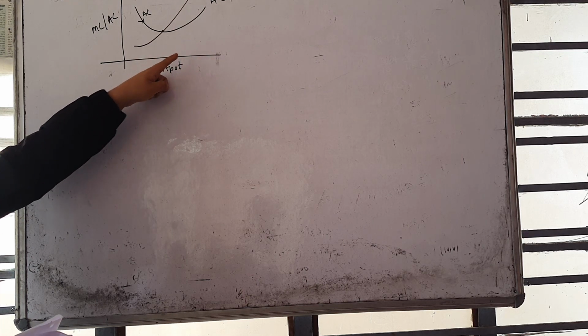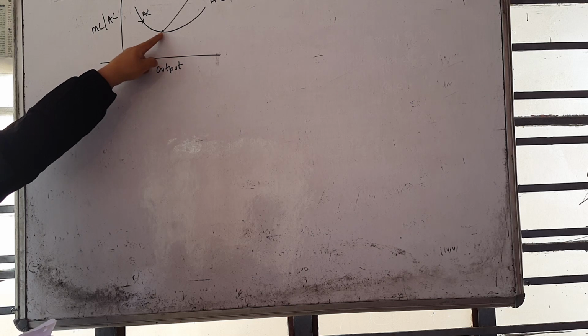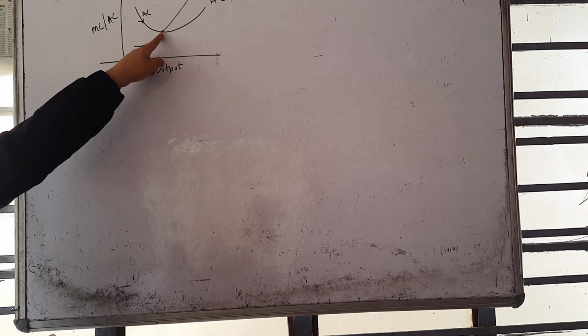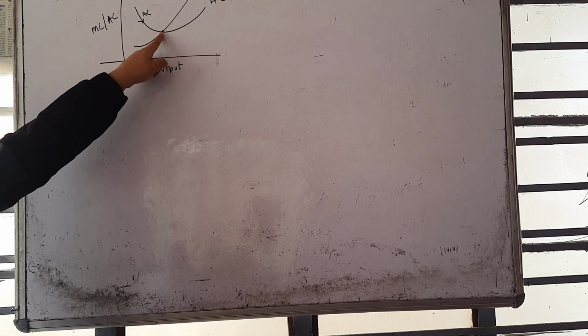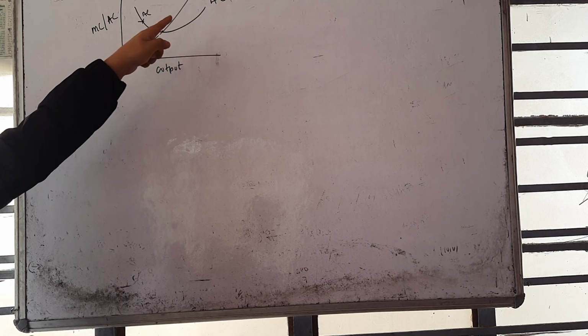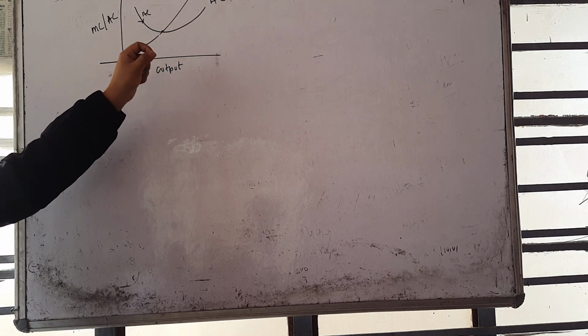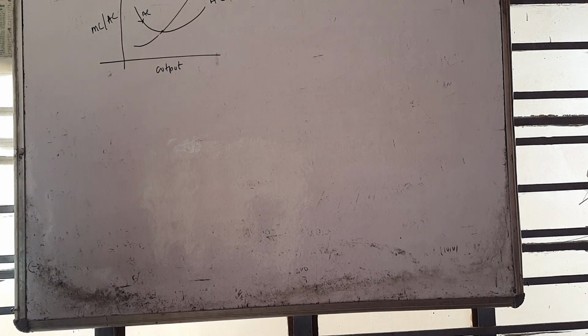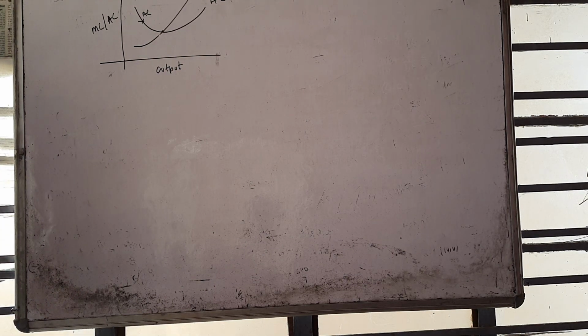Is it clear? And when AC is constant, marginal cost is also constant at this particular point. And the marginal cost cuts the average cost at the lowest point. Is it clear? Understood, everyone? So that is the specific paper key question I got here.